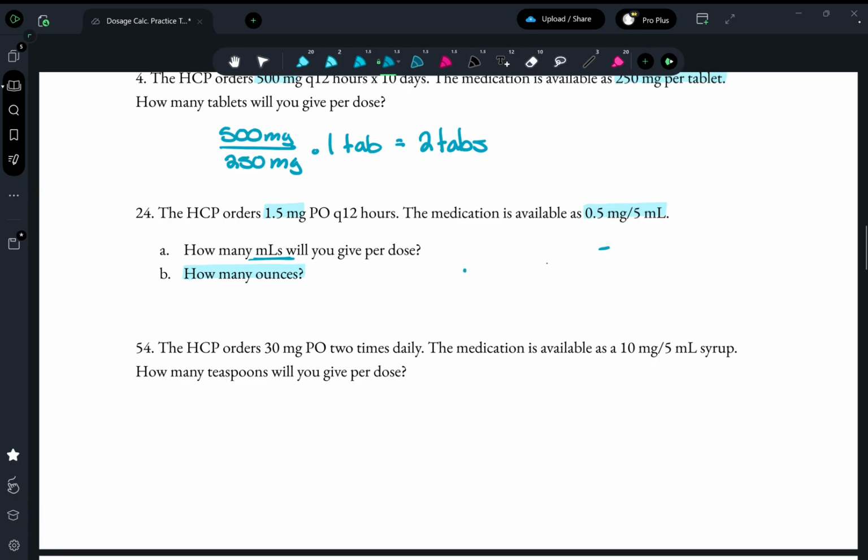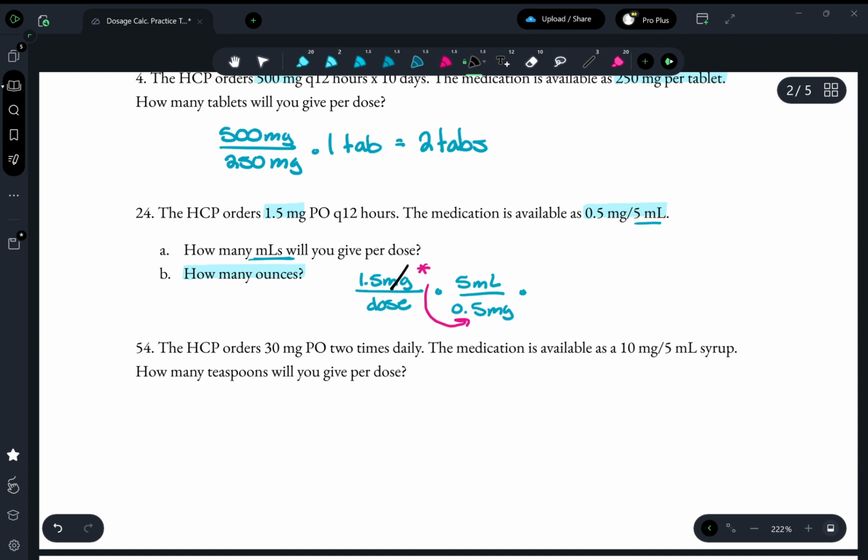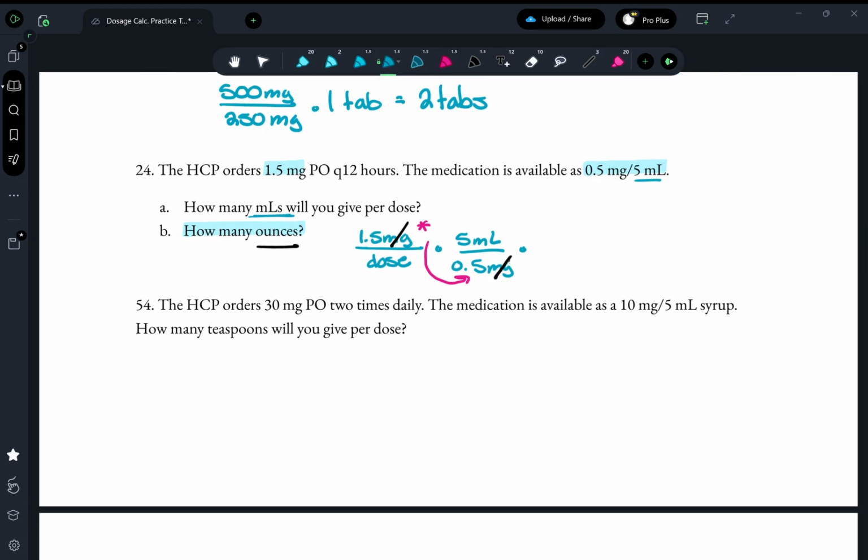The dimensional analysis way to get that conversion to ounces, we're going to do it like this. We have 1.5 milligrams per dose. We're going to multiply it by 5 mLs because that's what we have available, 5 mLs over 0.5 milligrams. Because when we have a unit up here, we want to cancel it out down here. So now the milligrams are gone, but we still need our ounces. So we keep going across the train tracks. So now we have mLs, so we cannot put mLs on the top here. So instead of putting the 30 mLs, we're going to put 1 ounce, which is 30 mLs.